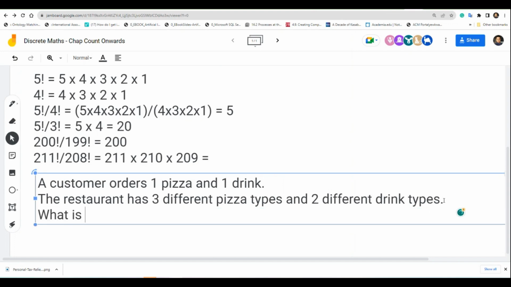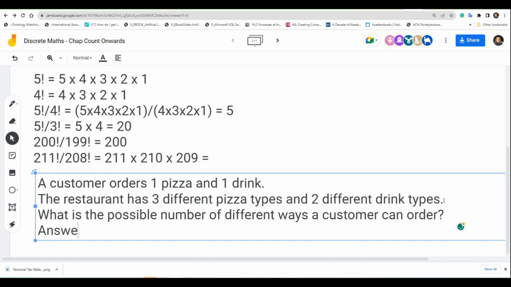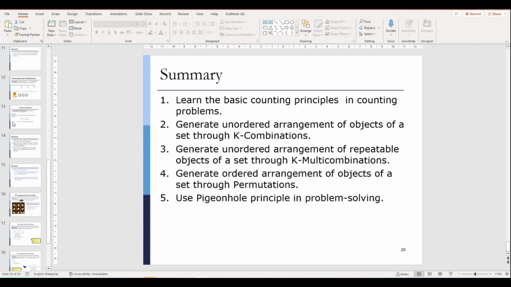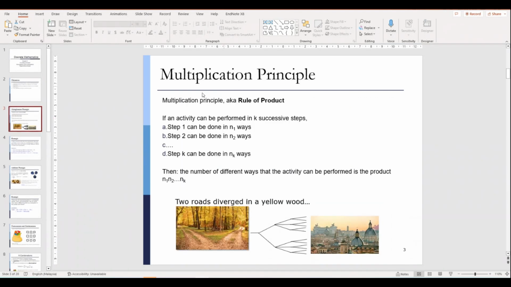What is the possible number of different ways a customer can order? Okay, answer. Use the multiplication principle. If you remember the multiplication principle from the very first one, multiplication principle.